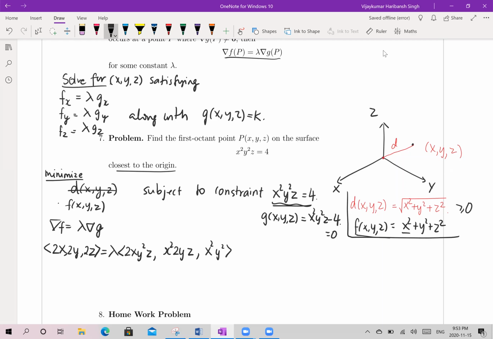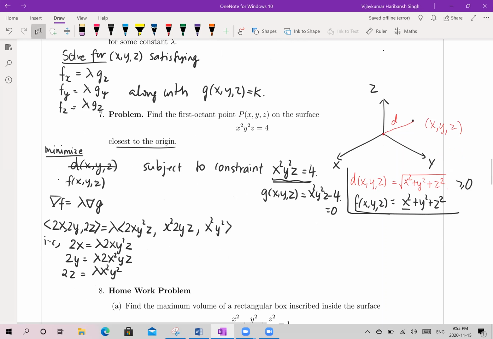So essentially we are solving these equations: 2x equals lambda times 2x y squared z, 2y equals lambda times 2 x squared y z, and 2z equals lambda times x squared y squared, along with x squared y squared z minus 4 equals 0. So we are solving these together. Now, note x, y, and z are not 0.